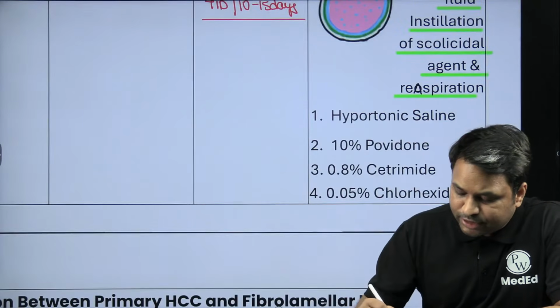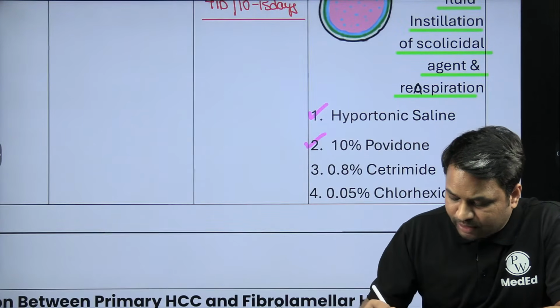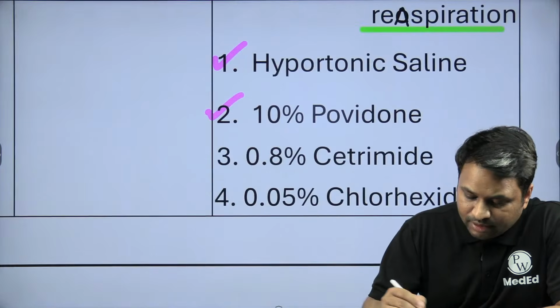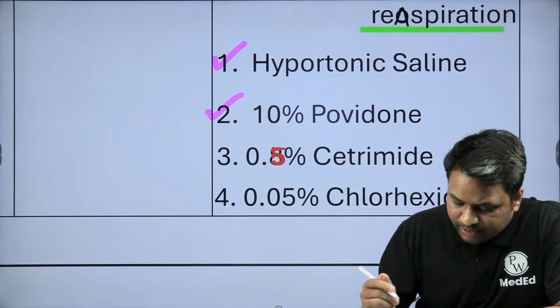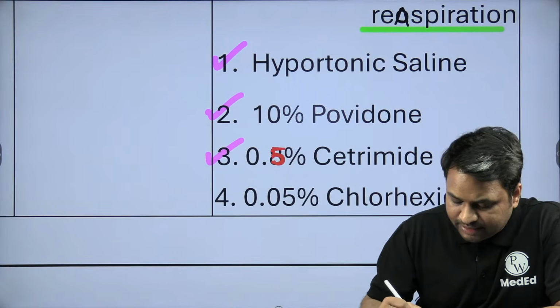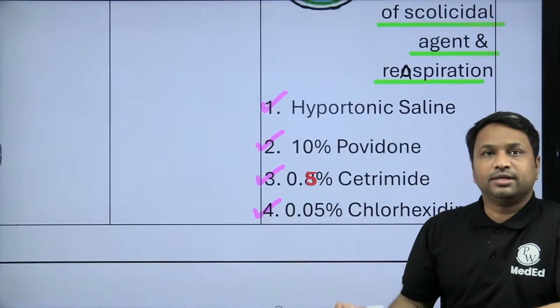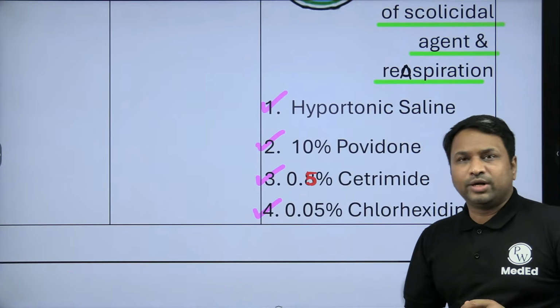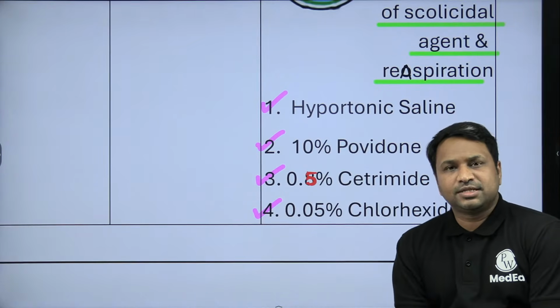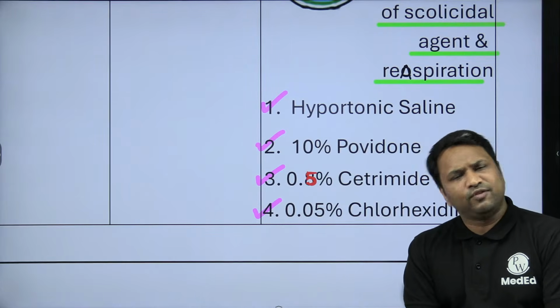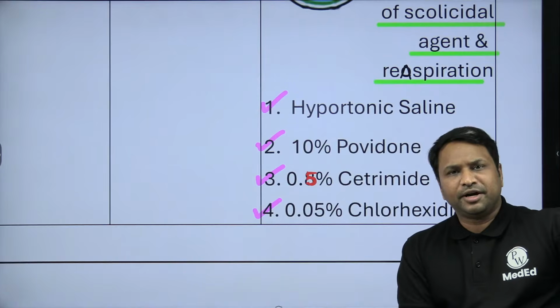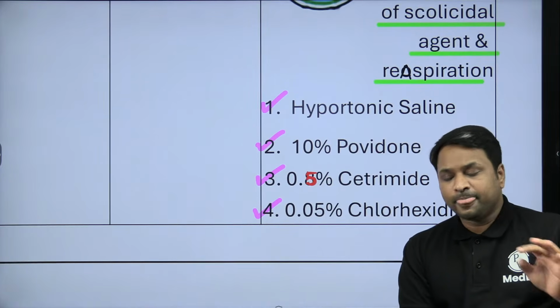What are the scolicidal agents? Hypertonic saline, 10% povidone iodine, 0.5% cetrimide and 0.05% chlorhexidine. But anaphylaxis is a risk any time you are aspirating hydatid fluid, so you always have your adrenaline and hydrocortisone ready with you.